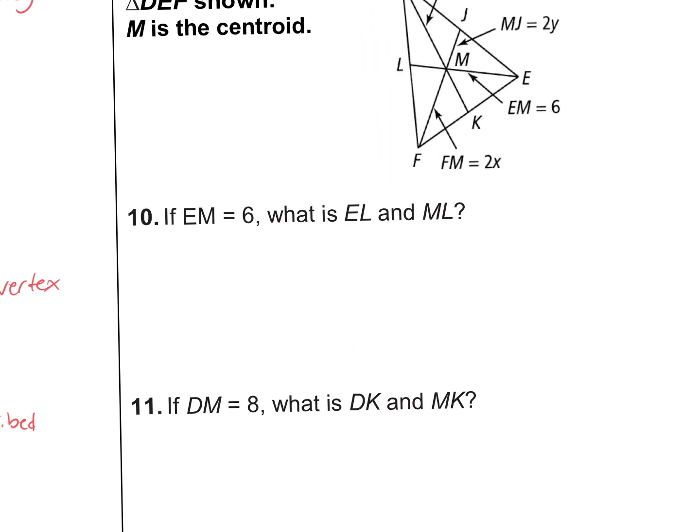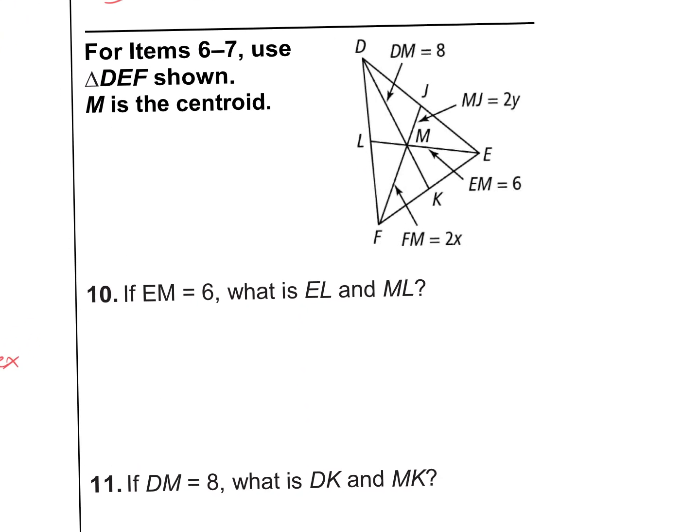Number 10 and 11. Okay. EM is here. We know EM is 6. What else do we know about EM? It's 2/3. Have we had issues deciding which one's 2/3 or 1/3, or we've been good so far? Okay. If you have that issue tomorrow, please ask me. Okay? And double check.